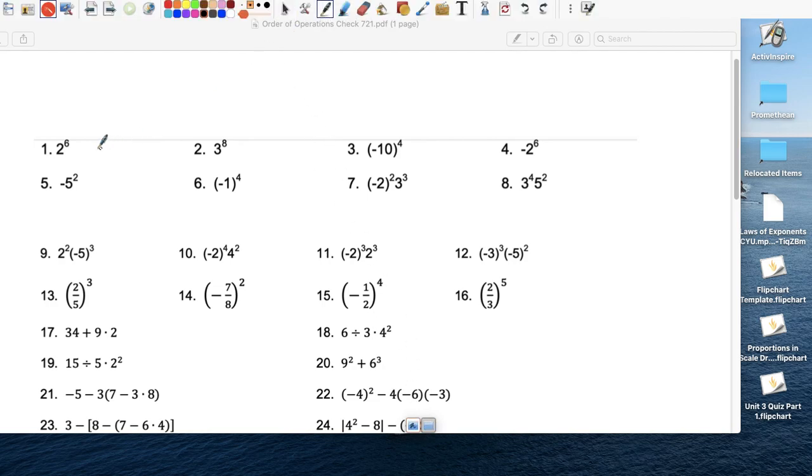2 to the 6. Now the 6, there's no negatives to worry about, so it's just 2, 4, 8, 16, 32, 2, 4, 8, 16, 32, 64.